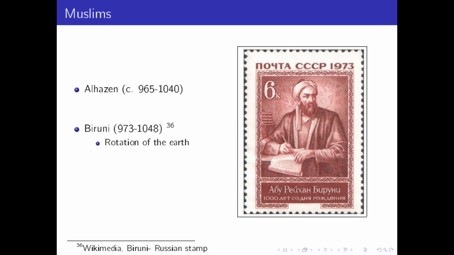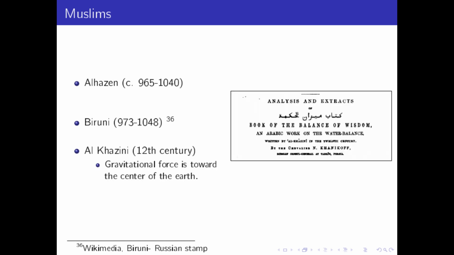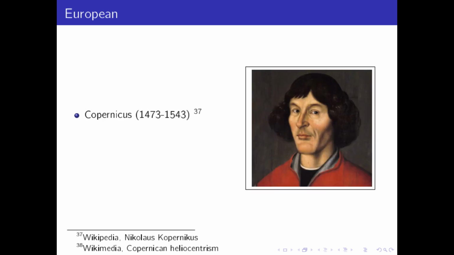Biruni stated that astronomical observations can also be explained by the rotation of the Earth, and he also stated that there are further problems in the Ptolemaic model. El-Kazini is the first person who stated that gravitational force is toward the center of the Earth. He was a slave, and his master let him be educated by Ömer Hayyam after seeing his intelligence.